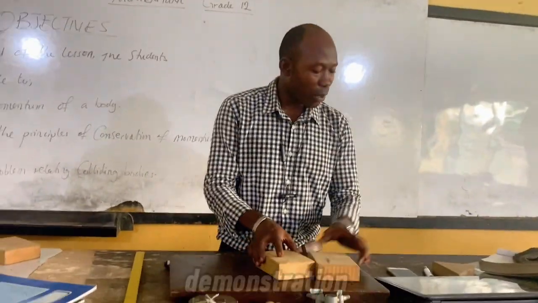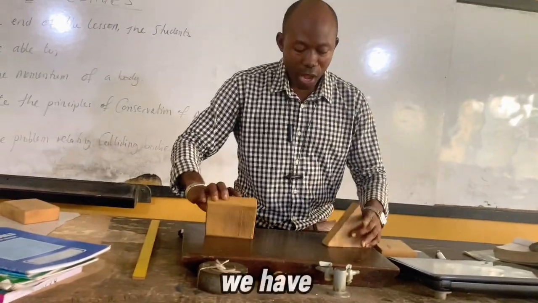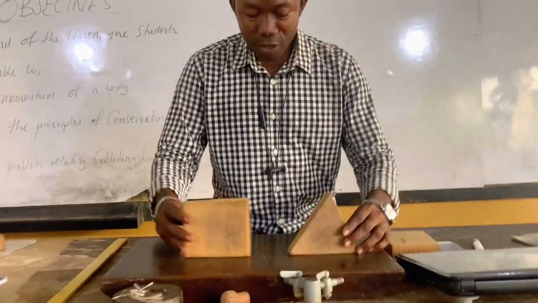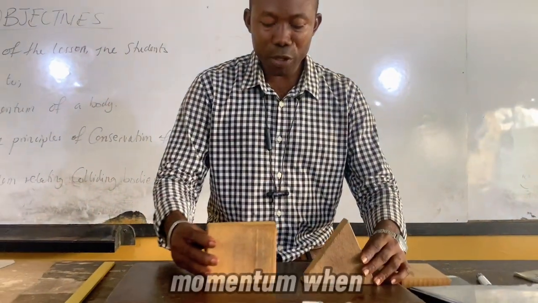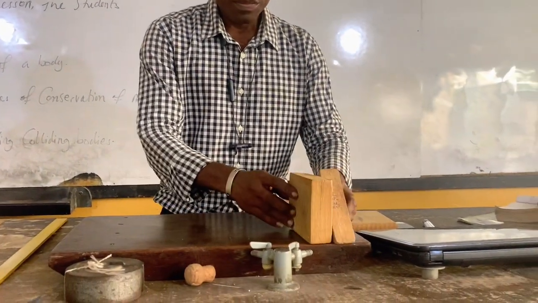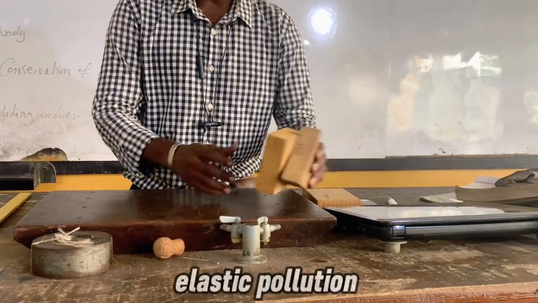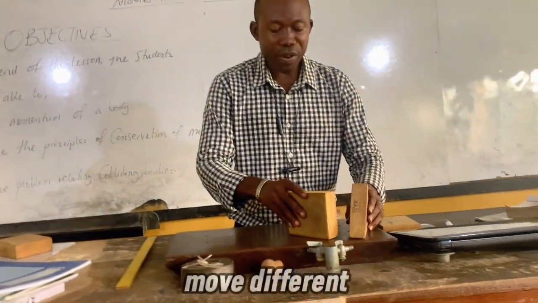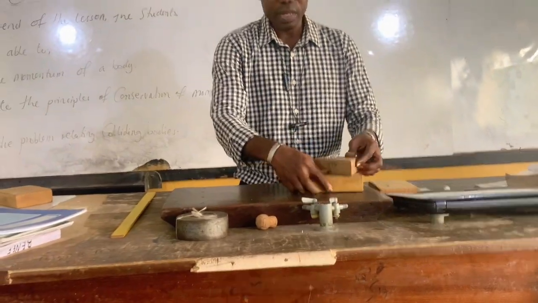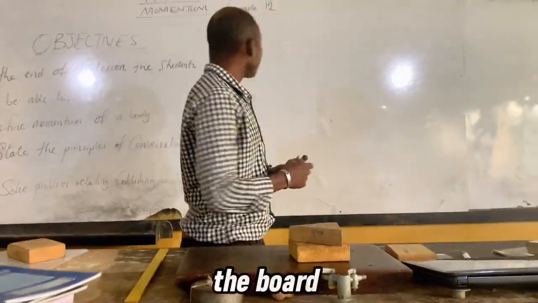Now, let's see some demonstration. We have another different body. When they meet at a certain speed, 2 objects moving at different momentum, when they collide, they stick together, this is inelastic collision. They meet and they move in different directions, this is elastic collision. So let's look at an example on the board.